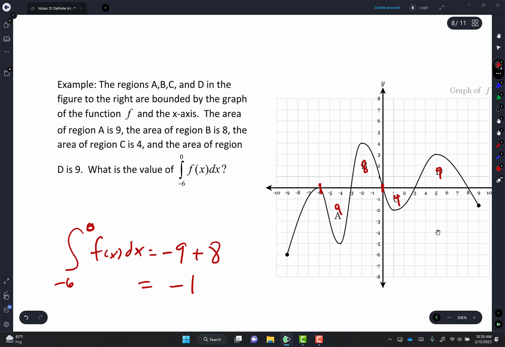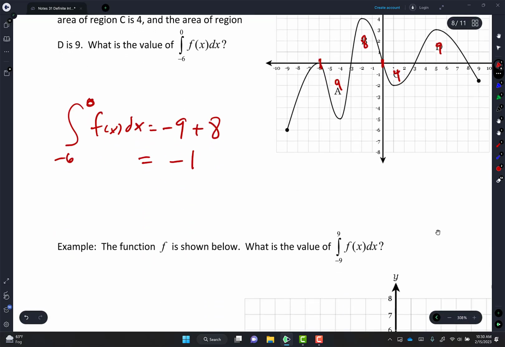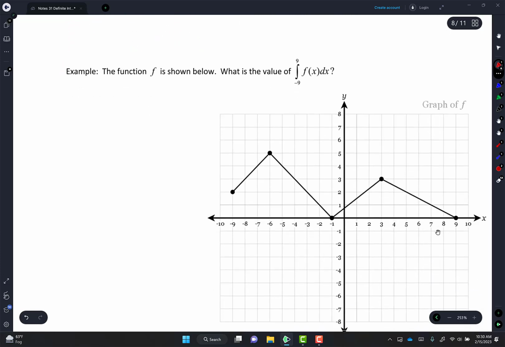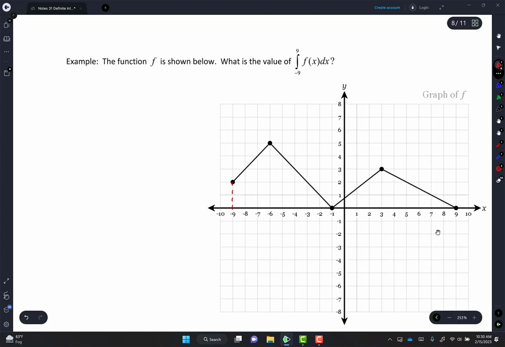Are we okay, guys? All right, let's go to the next one. The function f is shown below, from negative 9 to 9. Okay, so now we're going to be doing a whole bunch of geometry. Could we do a rhombus? It doesn't matter how you do it. I see a trapezoid, a rectangle, triangles. It doesn't matter. I see a big triangle here.